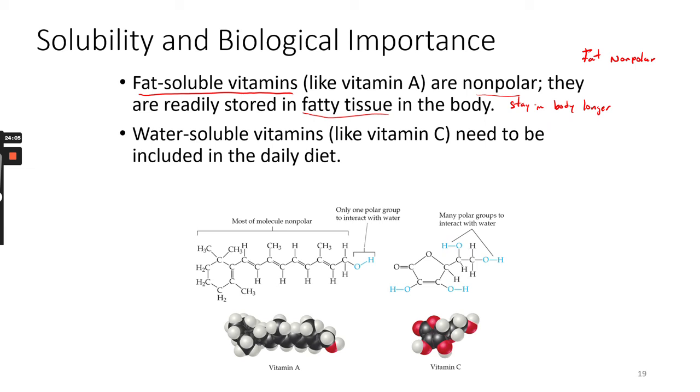Because our fatty tissue stays in our body for a much longer time. Other vitamins are water soluble, so they are probably polar. Here is our vitamin C, and look what we have. Look at these tails hanging off. Okay, so it's more polar, so it's going to dissolve in water. Vitamin C is something that you would have to make sure is in your daily diet, because water comes into our system, into our body, and leaves it on a daily basis. So you will not be able to store vitamin C in your body as much as you could store vitamin A.